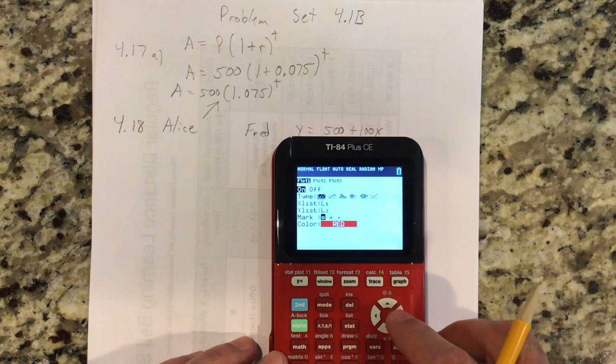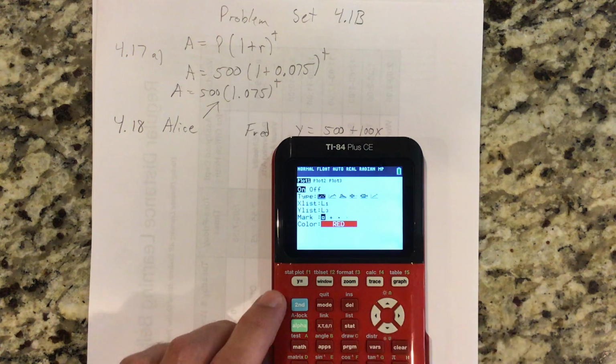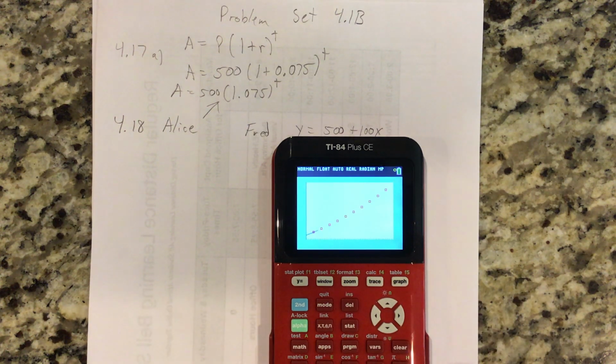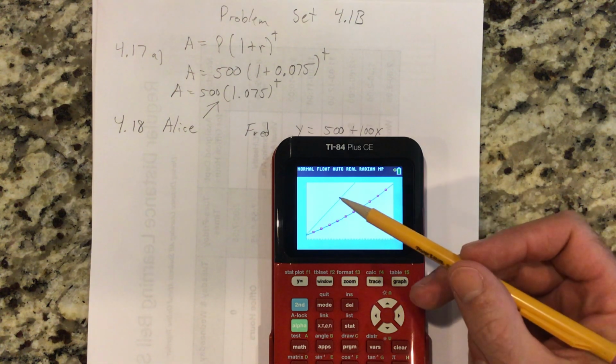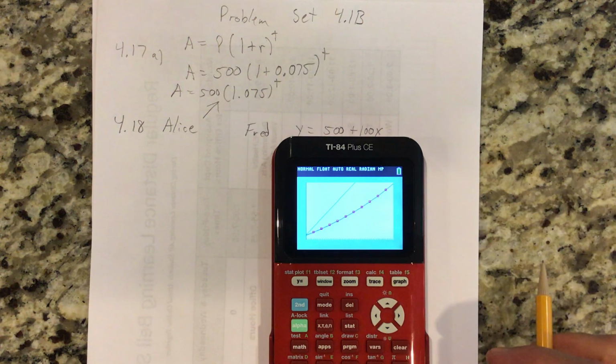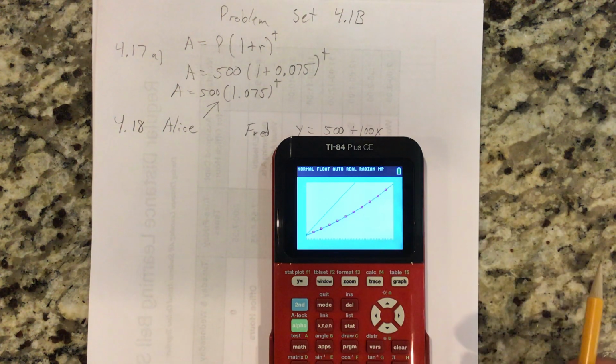I'm going to go back to Alice's data, just to get a decent viewing window for starters. So there's Alice for the first 10 years. And let's compare that to Fred for the first 10 years. All right, there's Fred for the first 10. So looks like, hey, Fred's doing great. He's outperforming Alice, right? But this is after 10 years.